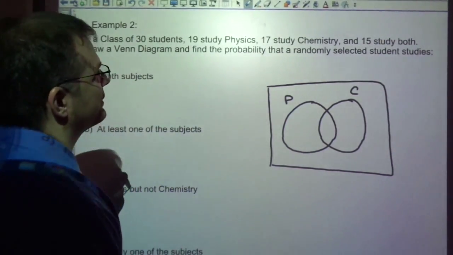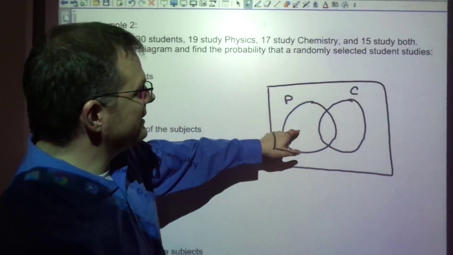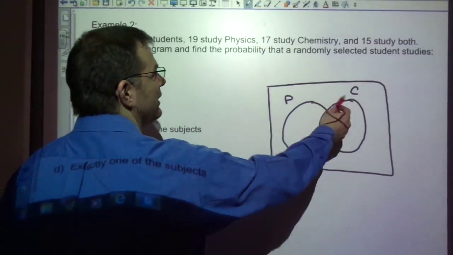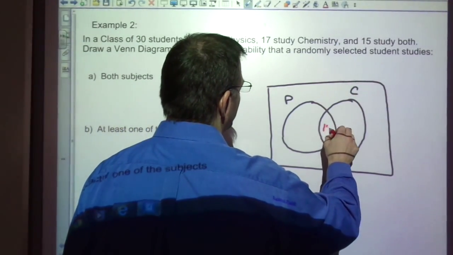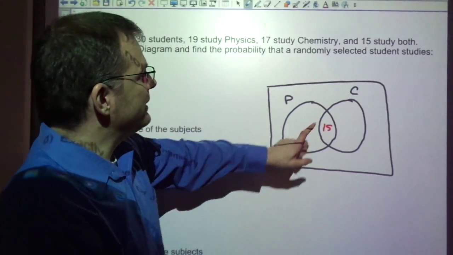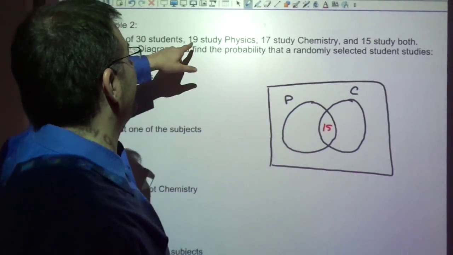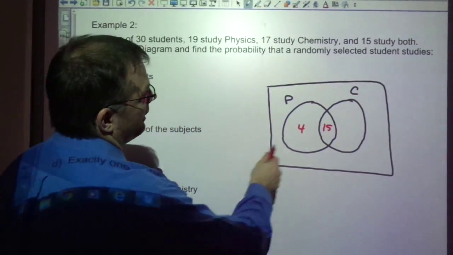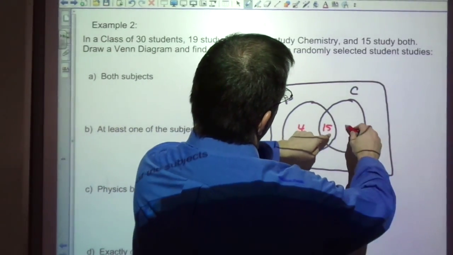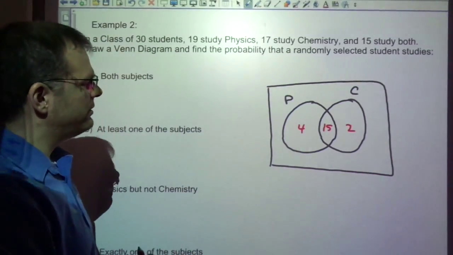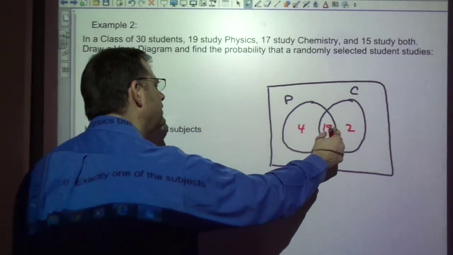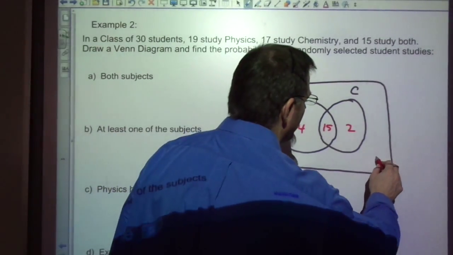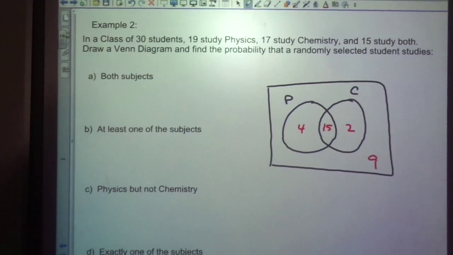19 study physics together. So, but that's not 19 here or here. That's together 19. 17 study chemistry. 15 study both. Okay, so here's 15. They study both. Which means how many more people study physics out of the 19? There were 15 here, so that's 4 left. And out of the 17 chemistry people, 15 are here, so that's 2 left. Now how many students do we have altogether? Right now that's 19, 21 we've accounted for. There are 30 students, so there must be 9 that don't do either of them.